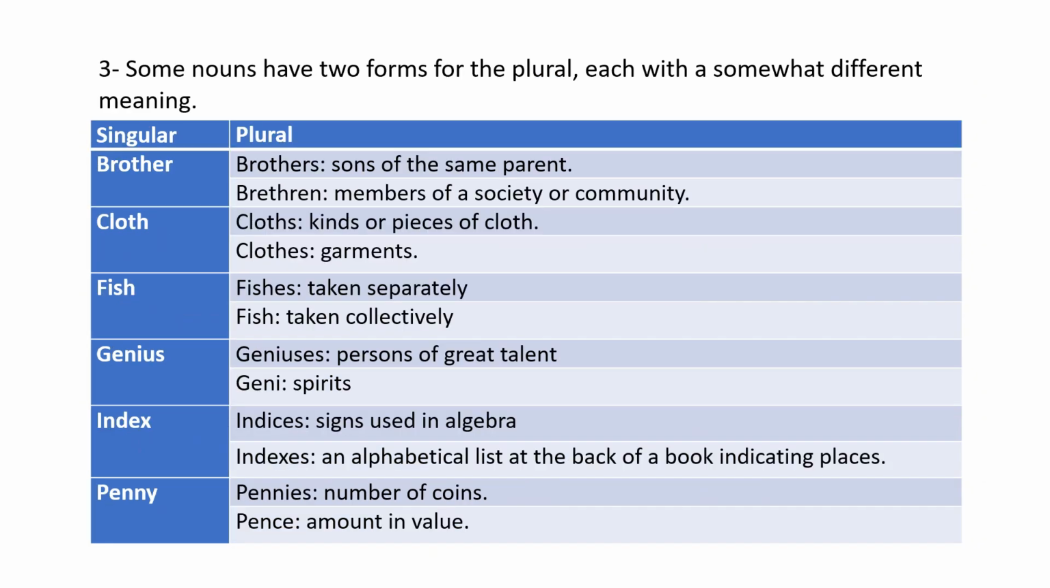Now, some nouns have two forms for the plural, each with a somewhat different meaning. See, certain words will have two plurals, and the difference will be in the meaning. Let's examine. Now, brother, brothers. Brothers are sons of the same parent. Brethren, members of a society or a community.